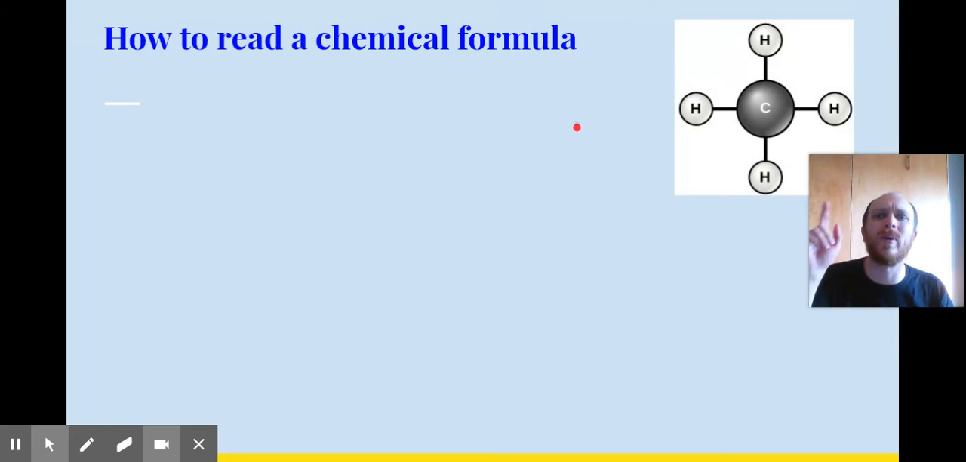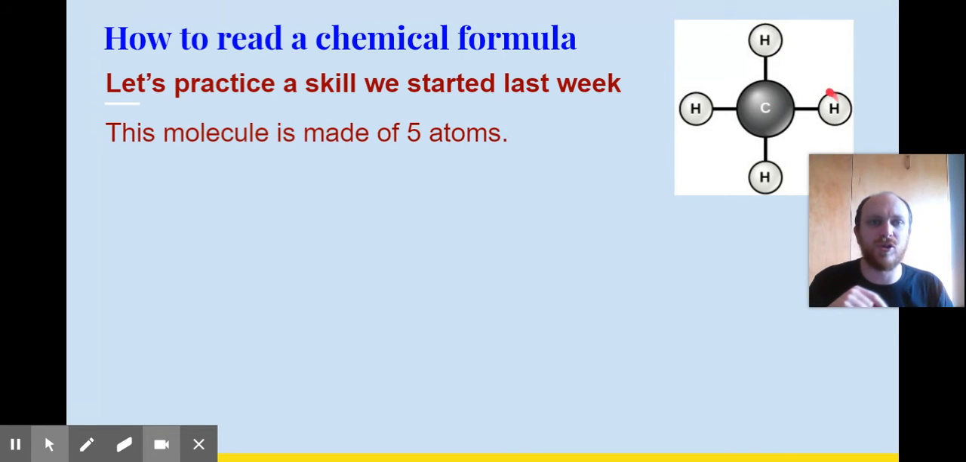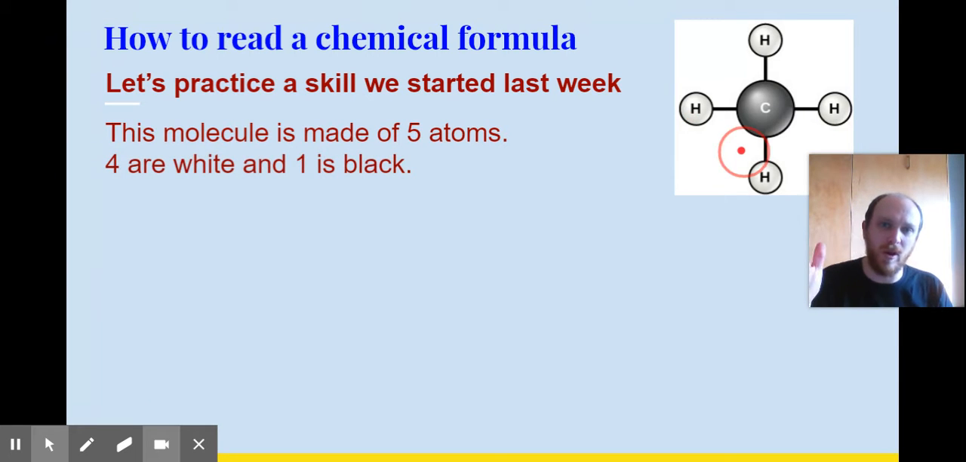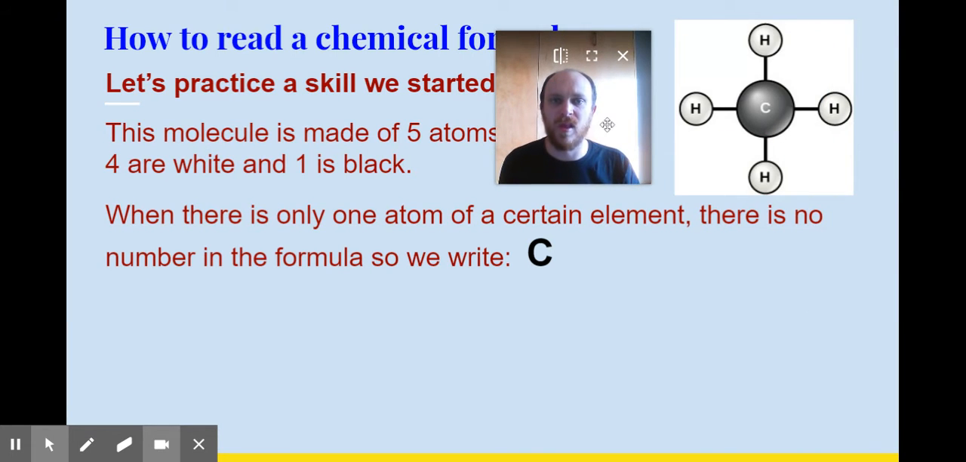Okay, so a quick reminder about how to read a chemical formula. We started this last week, so I'm going to walk through the slide real fast. This molecule has 5 atoms: 1, 2, 3, 4, 5. 4 are white and one of them is black, the middle one. I'll move myself out of the way here.